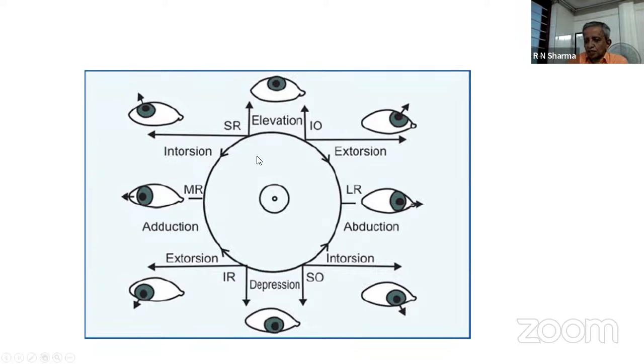For easy remembering, students can remember that this arrow, the torsional activity of the superior rectus, and the torsional activity of the inferior rectus will be meeting each other. So elevation, adduction, intorsion: this arrow will meet this arrow. So the superior rectus torsional and inferior rectus torsional movement arrows will meet each other. That is an easy way of remembering.